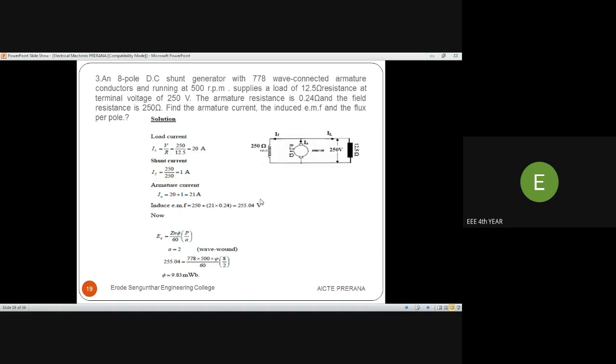It is another unknown data. Based on the EG equal to PϕNZ divided by 60A formula, we can substitute these already found parameters in this formula. You can determine the flux value phi equal to 9.83 milliweber. It is wave connected, so we substitute A equal to 2. Okay, it is a simple problem. Shunt generator simple problem.